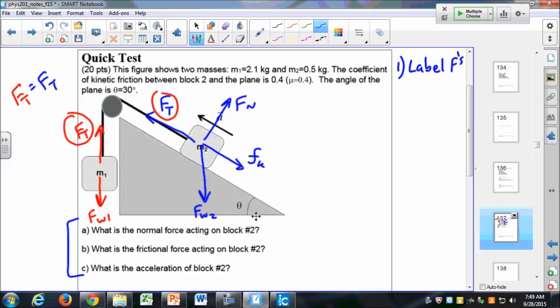And now, my second step is to draw my coordinate systems. I have a coordinate system over here, and then I have a coordinate system here. With the forces, after I draw my coordinate system, I want to resolve my vectors.